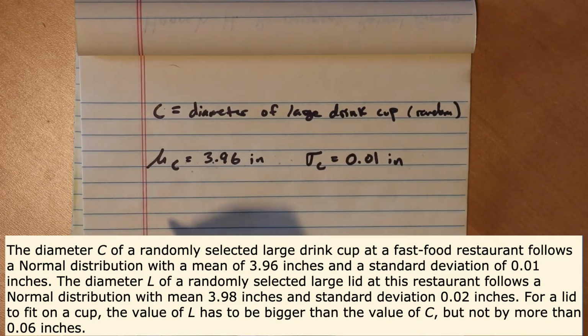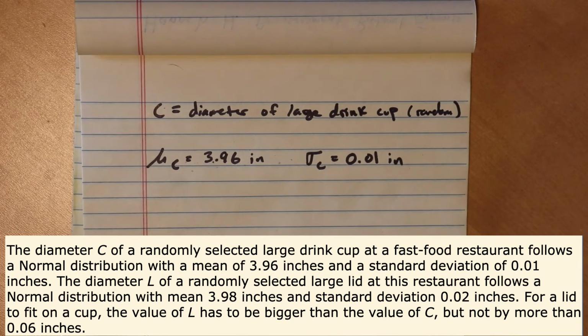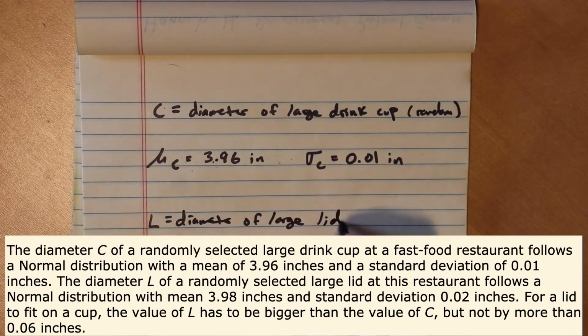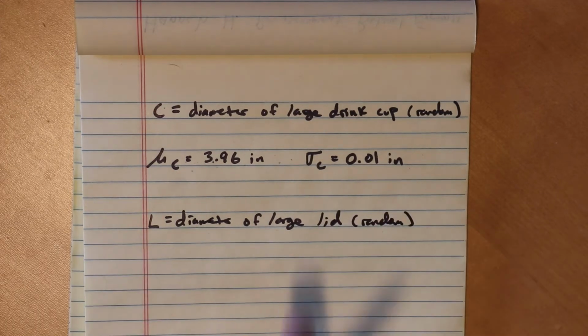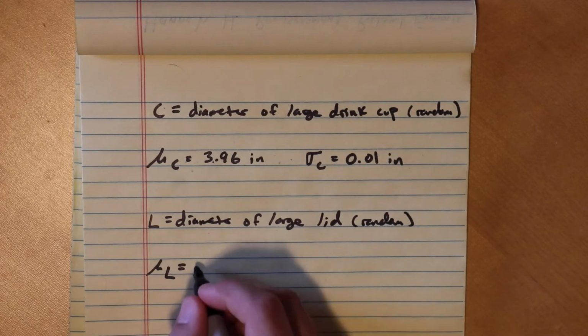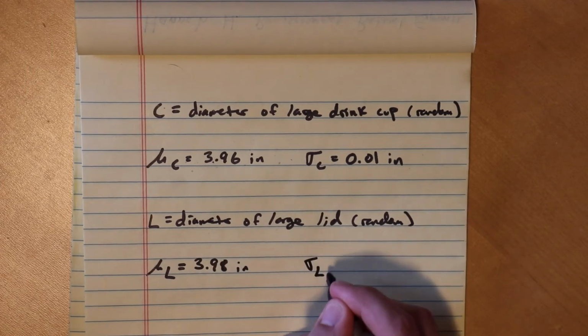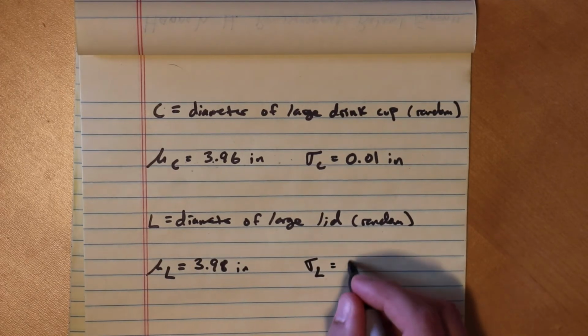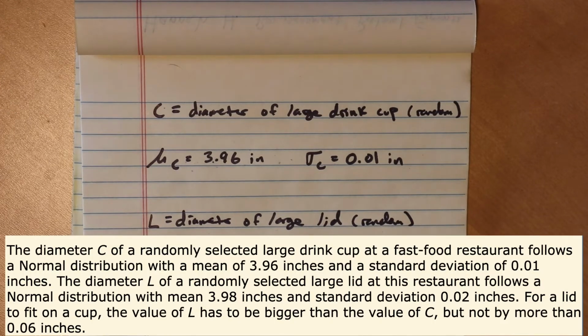And then let's say that the diameter L of a randomly selected large lid, so we'll have another random variable L. We'll say L is the diameter of a randomly selected large lid. This is the lid that goes on top of the cup. And we're going to say that the mean of the lids is 3.98, and the standard deviation of the lids is 0.02.